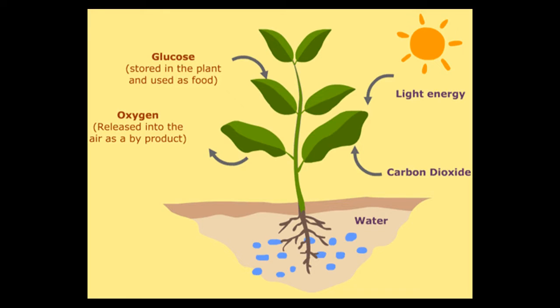Photosynthesis is the process in which plants make their own food. Plants take in light energy. If they are outside, they take it from the sun. If they are growing indoors, like in our class, they take it from the grow lights. Plants take in carbon dioxide from the environment around them, water from the soil, and they convert it into glucose, which they store in the plant and use as food. As a product of photosynthesis, they also create oxygen, which they release into the air and we use to breathe.